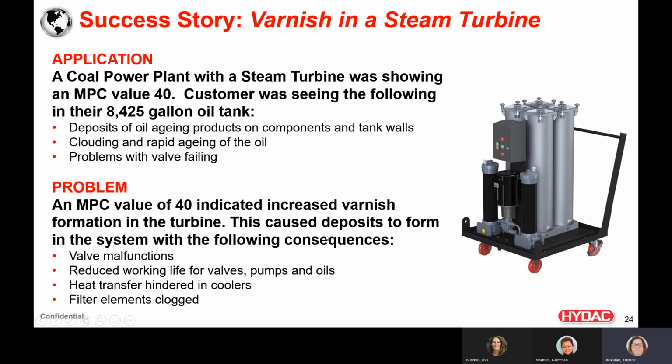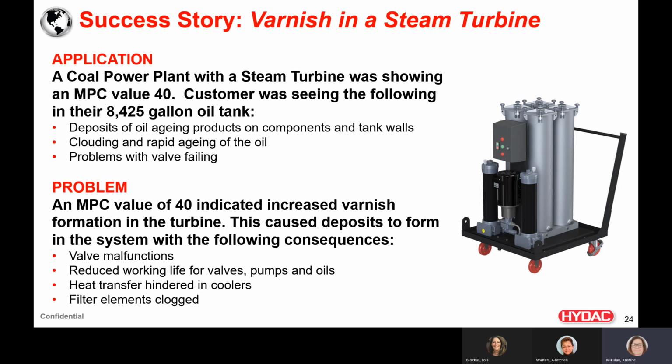Quite a few applications for our varnish mitigation units are going to be in power generation. This example is in a steam turbine. This was a coal power plant with a steam turbine showing an MPC value of 40. The MPC value is our membrane patch color imagery test, which is the test we use to determine if a system actually has varnish in it or not. That 40 translates to the color of the residue that is present on the filter patch.